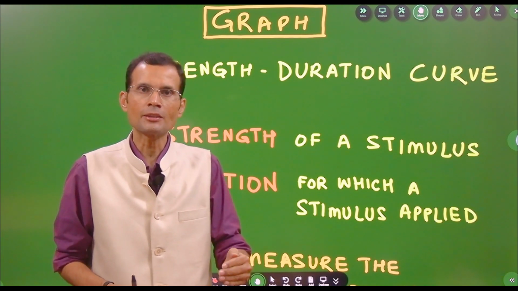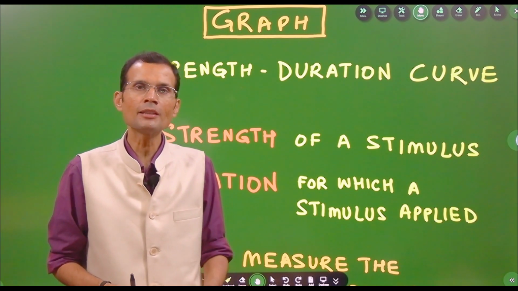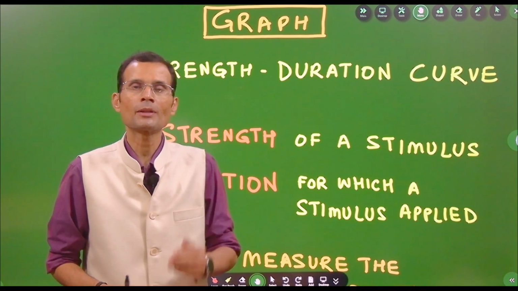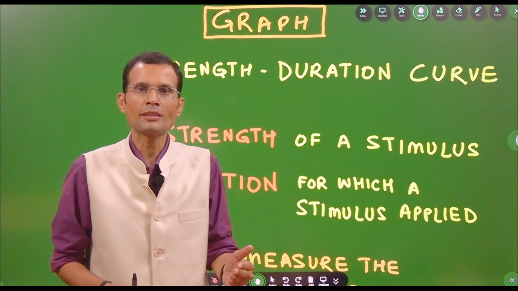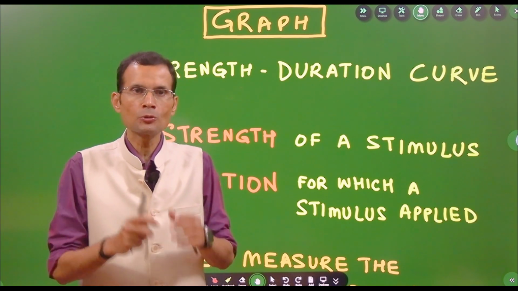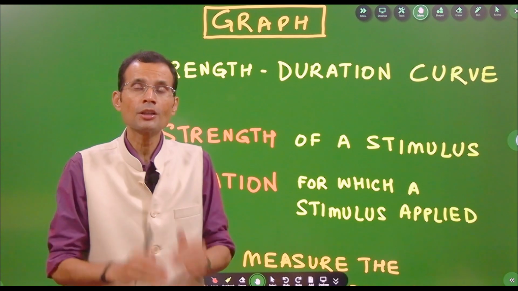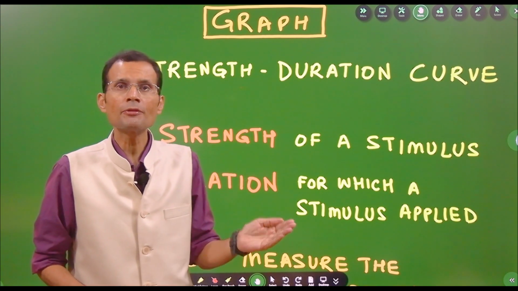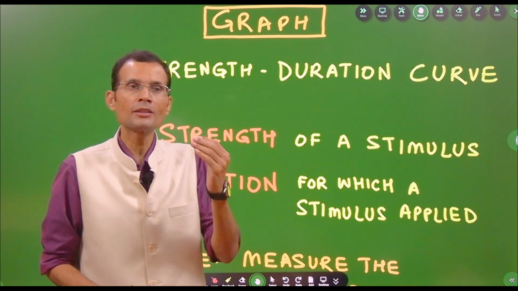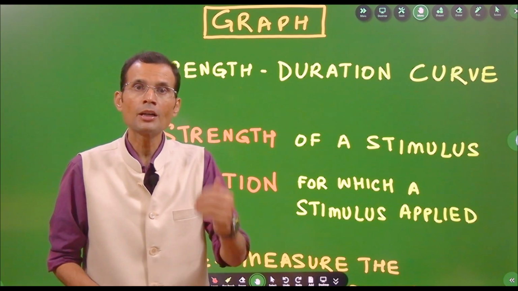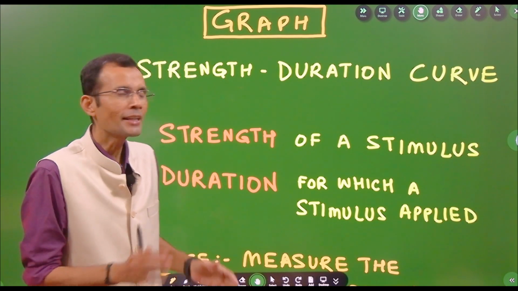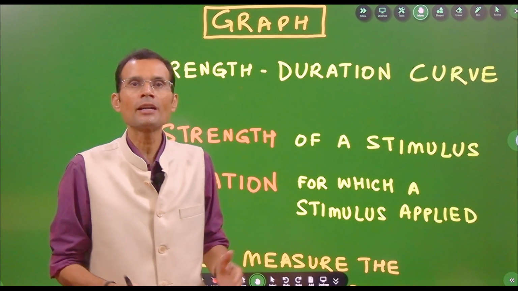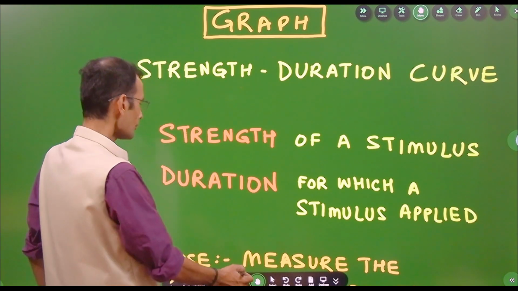Conditions like Bell's palsy. After the occurrence of Bell's palsy, this investigation is done to check the excitability of the facial muscles. Certain channelopathies in which the ionic currents through the channels get altered and therefore the excitability of the tissue gets altered, or denervation of the muscles. We want to check whether there is any super sensitivity developed in the muscle. So all these clinical conditions require this particular investigation, and that is where this graph is applicable.